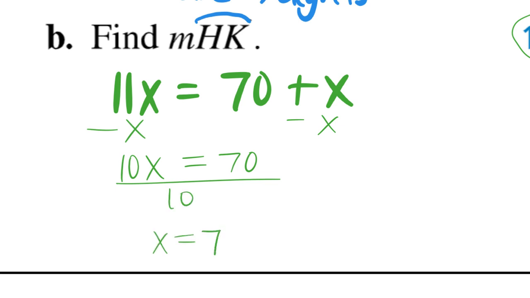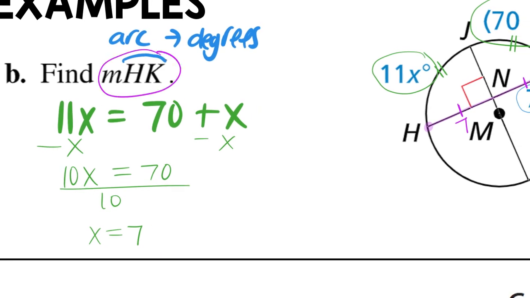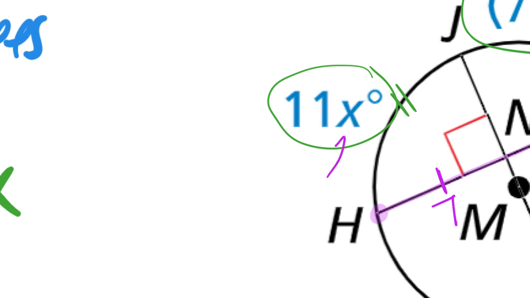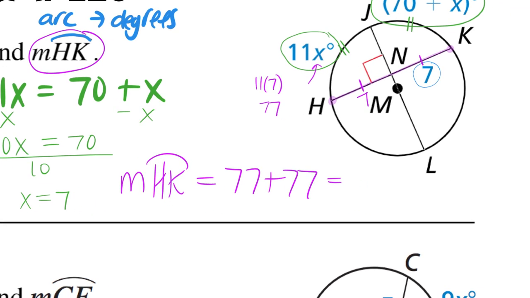And now that we know what x is, we can plug it back in to get the arc. So they want the arc HK. HK is the whole thing, right? It goes from H all the way to K. So we're going to plug that number into just one piece, and then you can just double it. Or you could plug it into both pieces if you want to, but I'm going to plug the 7 in right here. So 11 times 7 is 77. So the measure of arc HK would equal 77 plus 77, so 154.